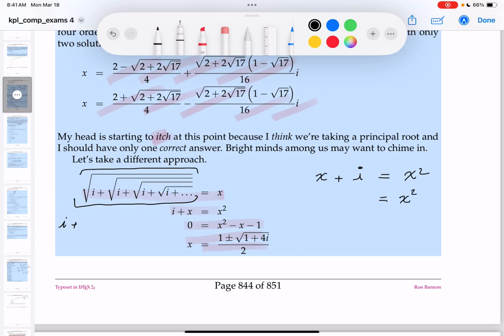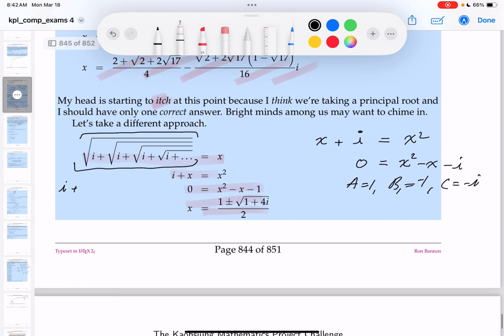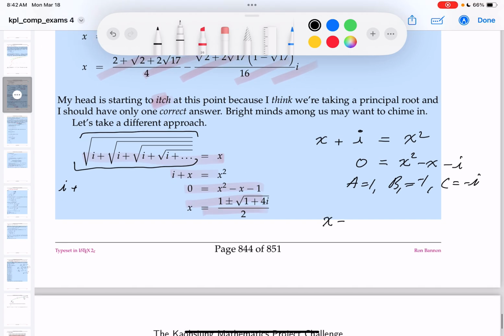You get x squared minus x minus i equals 0. And you can use the quadratic formula for this. a equals 1, b equals minus 1, and c equals minus i. And let's see if we can write that down now. So what's x equal to?